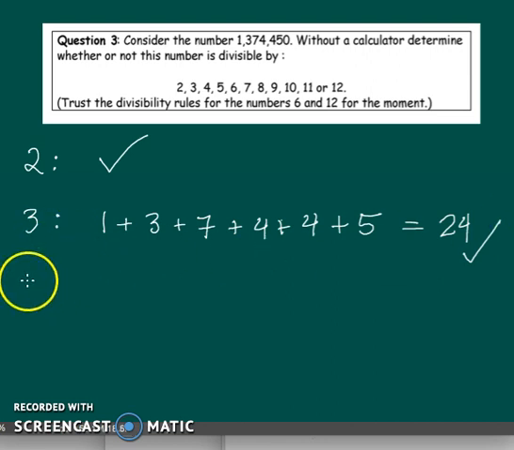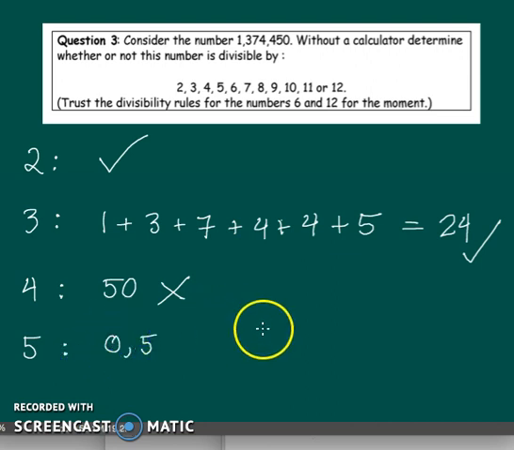Great. What about 4? The last two digits have to be divisible by 4. 50 is not divisible by 4, so this number is not divisible by 4. 5. The last digit has to be 0 or 5, and it is 0, so we are good. It is divisible by 5.